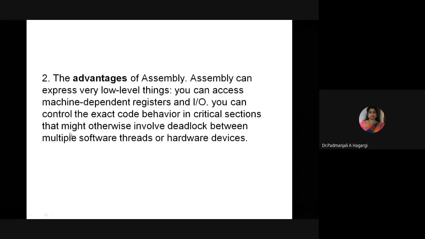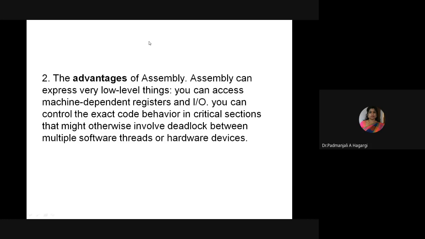Like you may know in operating systems, what are critical sections, how any program enters into a critical section, and when it leaves the critical section. During that time, the assembler plays a very important role in deadlock situations between multiple software threads and the hardware devices. One thing you should understand, it is useful in manipulating the drivers and all the embedded systems, and it is also useful in hardware device manipulation.